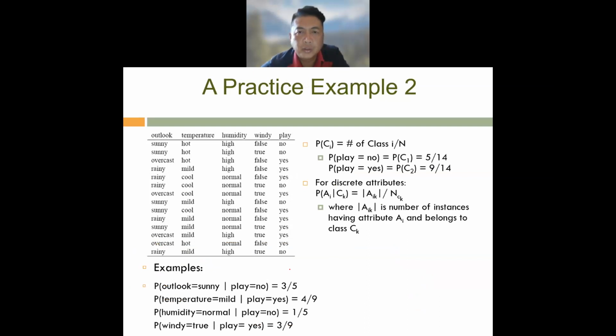Okay, so this is just to give you some of the basic calculation that you need to have. The first one is you need to count the probability of having each of the classes that you have in your dependent variable. Since we only have two, yes is how many? 1, 2, 3, 4, 5, 6, 7, 8, 9. Yes is 9 over 14, and then no is 5 over 14.